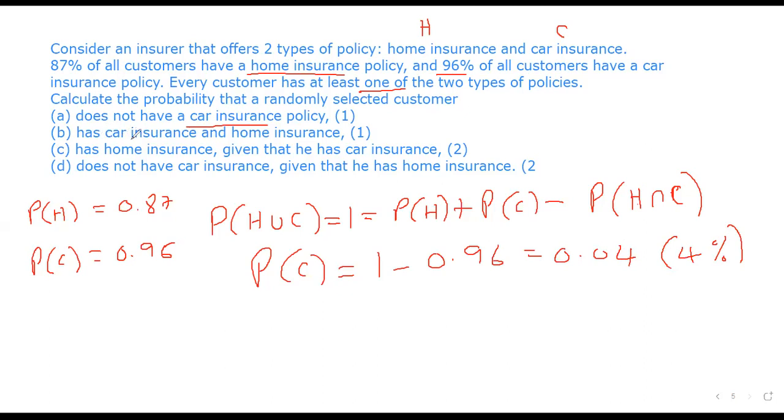So we're now looking at part B. What is the probability that he has a car insurance and a home insurance? Can somebody tell me what the word "and" stands for? That's an intersection. Good. So we're looking at multiplication for this. We already have the union set as 1, right?